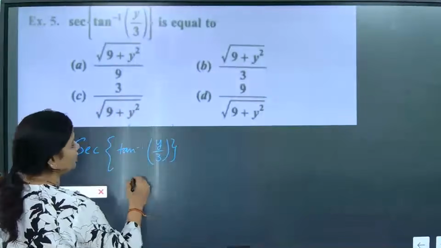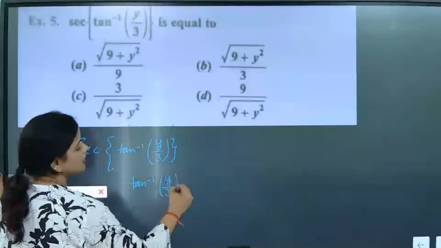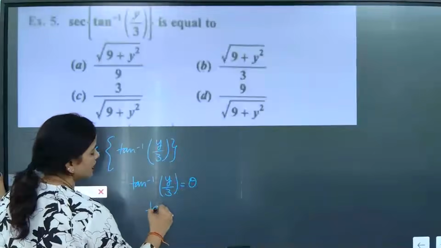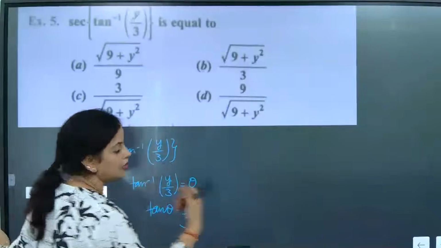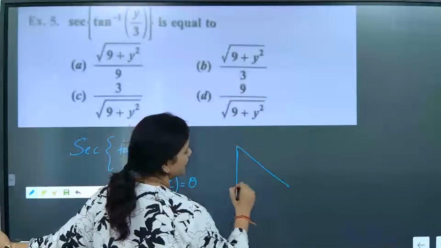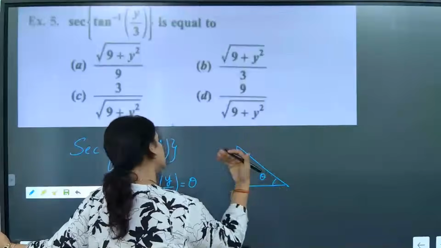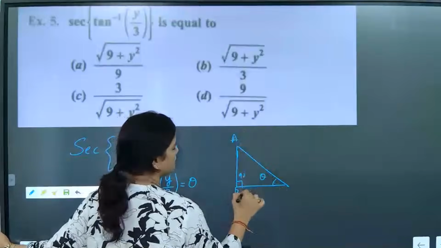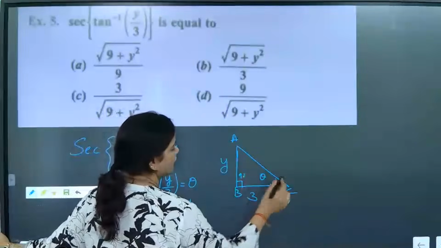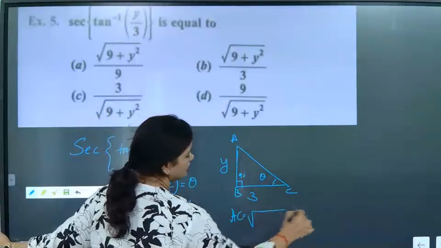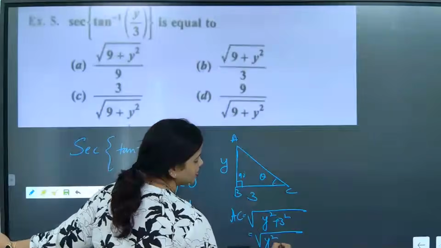So what we will do, we will take tan inverse y by 3 equal to theta. Then it will become tan theta equal to y by 3. Quickly make a right angle triangle. Put theta here, put 90 here, and here A, B, C. Tan theta is perpendicular y by 3. What is the hypotenuse? Hypotenuse AC. AC is root of y square plus 3 square. So AC will become root of y square plus 9.